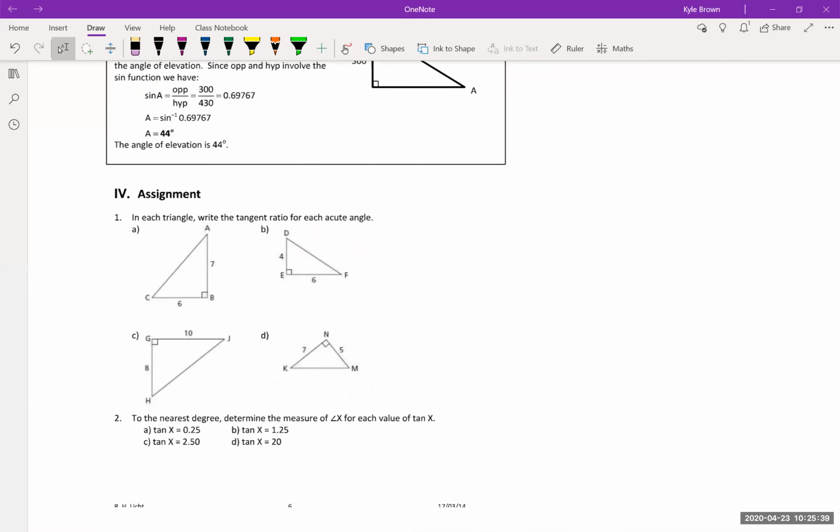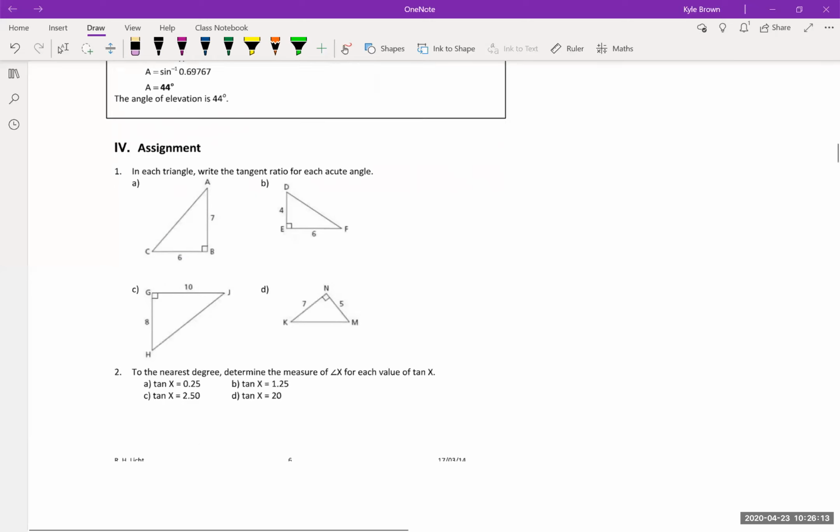Just to make sure you guys are on the right track here, it says in each triangle, write the tangent ratio for each acute angle. So an acute angle is not just a good looking angle. It's a small angle, so less than 90 degrees. Each acute angle would be that angle and that angle. Those are both acute angles. So you're going to have 2 for every one. For this question, you'd have the tan ratio of A and the tan ratio of C, using both those numbers. So look up above to see that one.